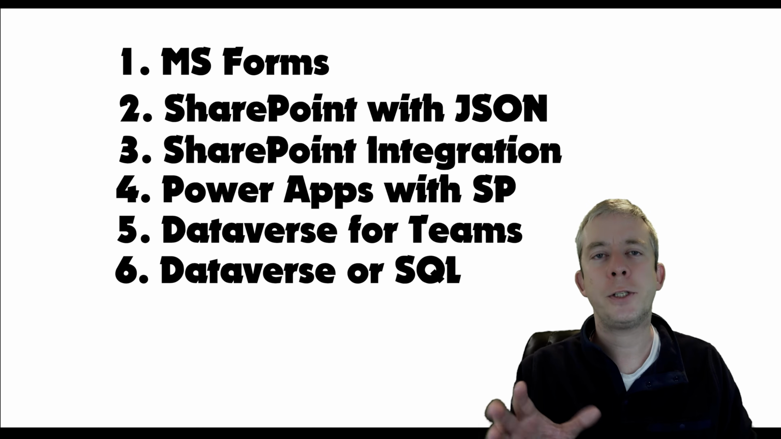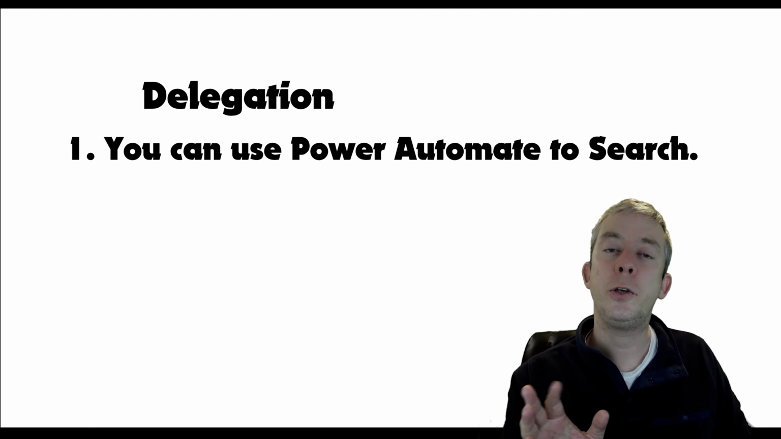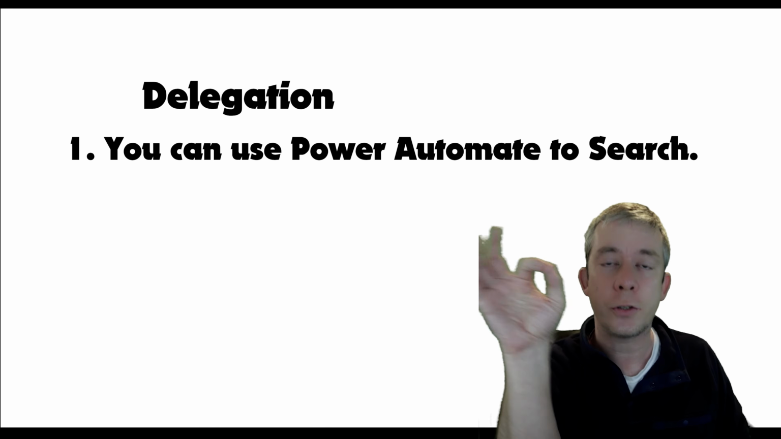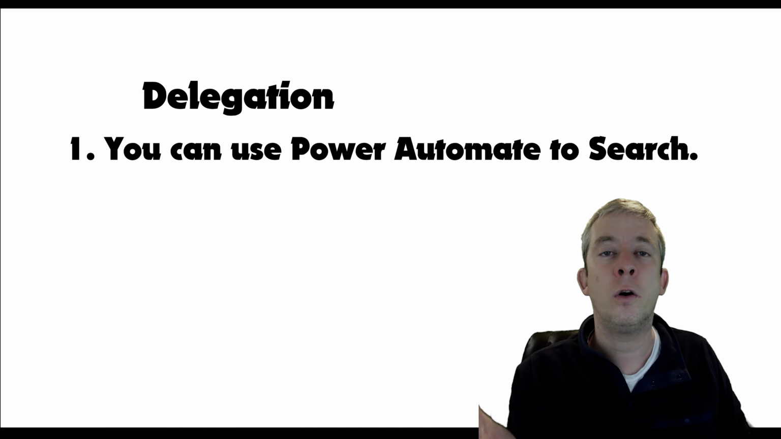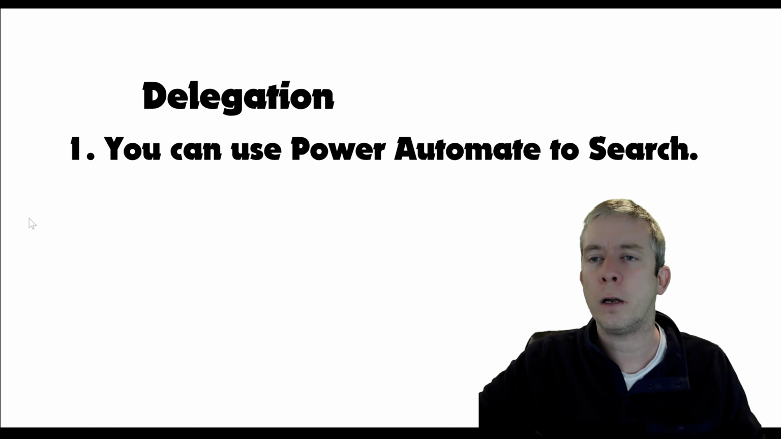There are options, so let's talk about delegation. There are options if you want to search SharePoint: use Power Automate and a REST API call to search your SharePoint if it gets over 2,000 rows. So let's take a look at that also.